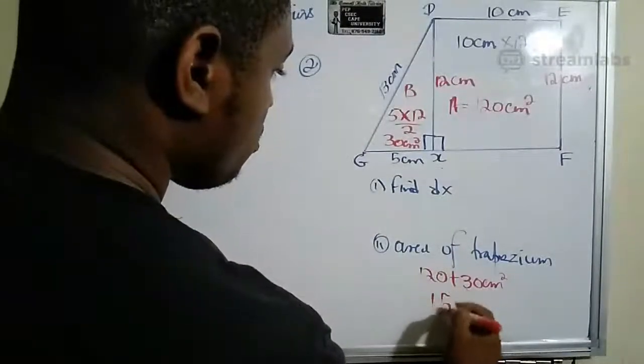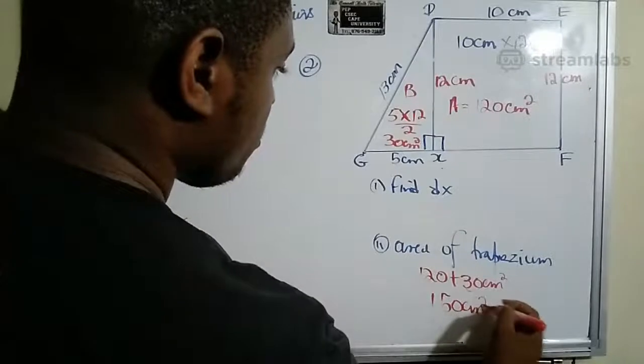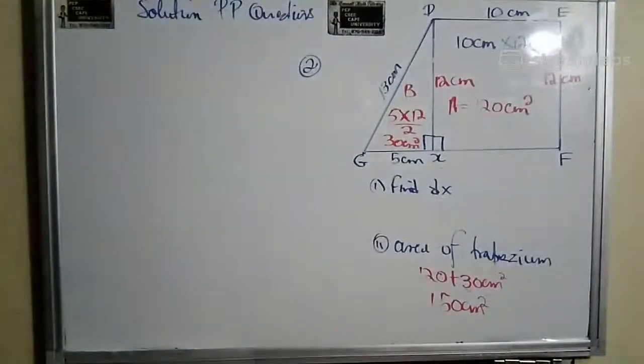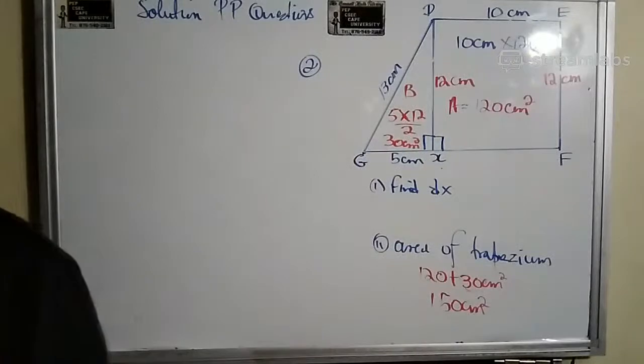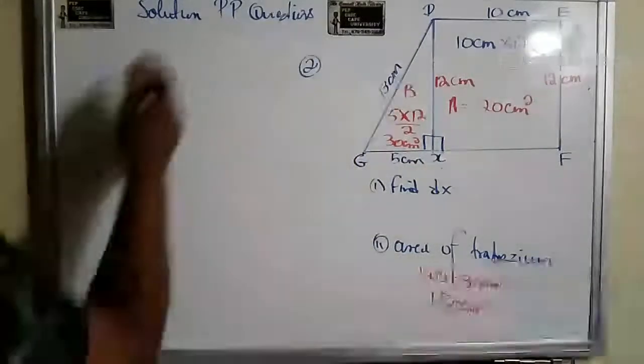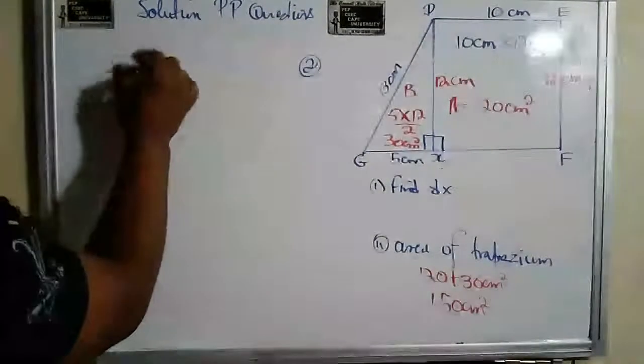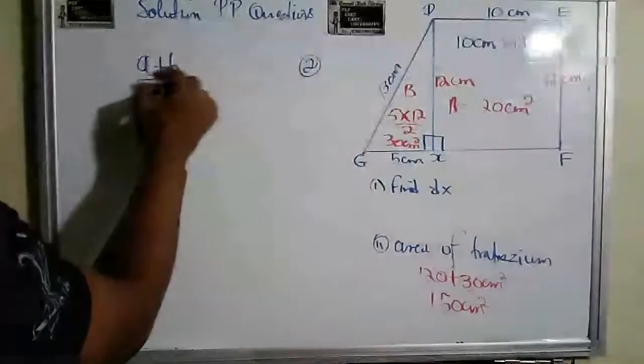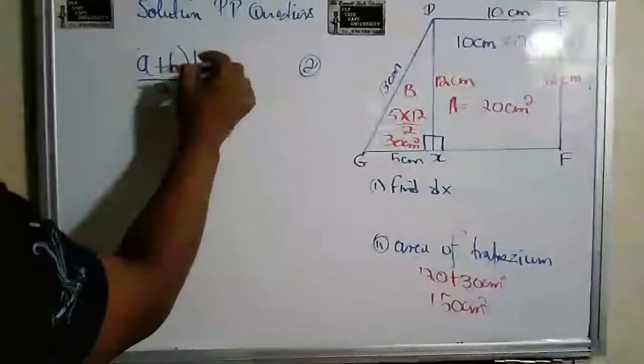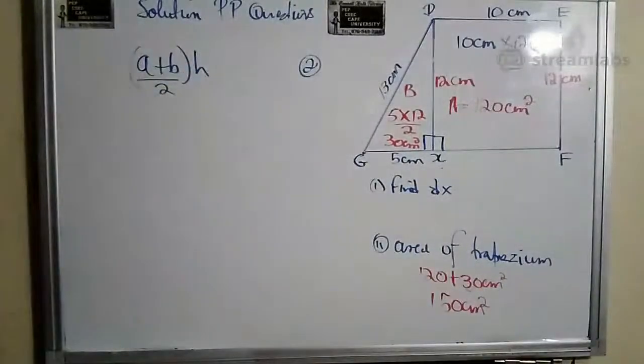And that gives us 150 centimeters square. Alright, now some persons will want to use the formula. Let us explore the formula. So the formula says A plus B divided by 2 times the height. Now let us explore what is A.